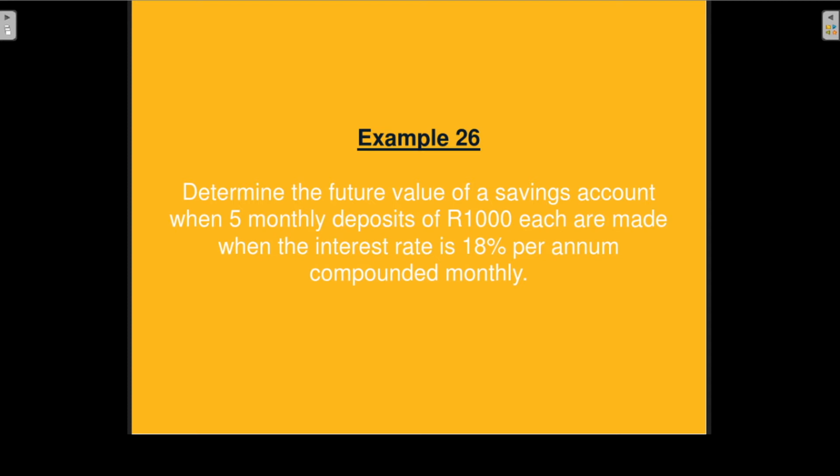So this example looks very similar to our previous example. In the previous example, we had a loan as our present value, and we made 5 payments to repay this loan. In this case, we have 5 deposits of 1,000 rands, and we would like to know the future value of this savings account. Okay, so let's do that again by hand.